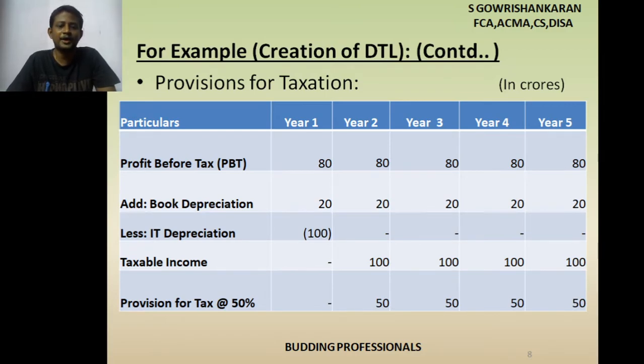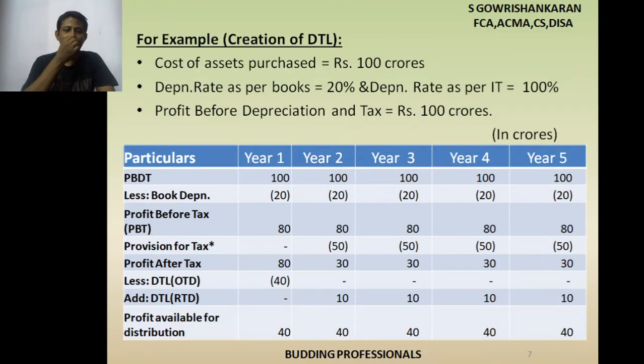So the point is, this is my taxation. We'll go to the previous slide. Up to 50, 50, 50, you should understand. Now just look at my provision for taxation alone. First year nil, second year I am making provision 50 crores, third year 50 crores, fourth year 50 crore, fifth year I am making 50 crore.